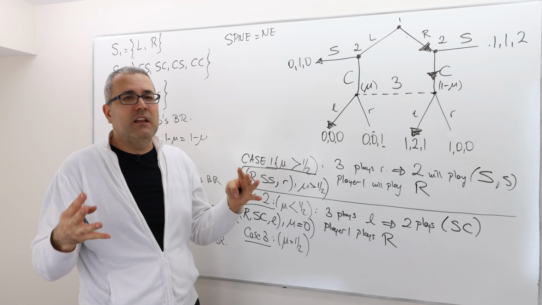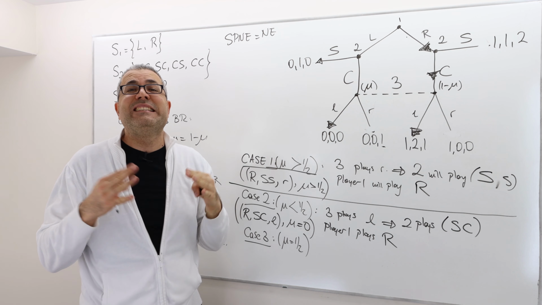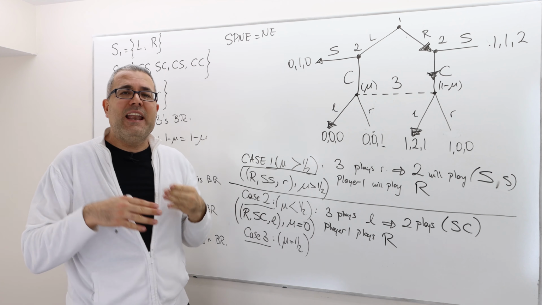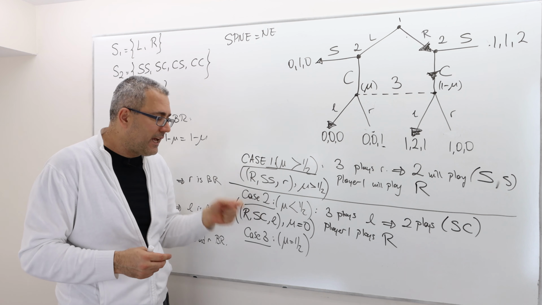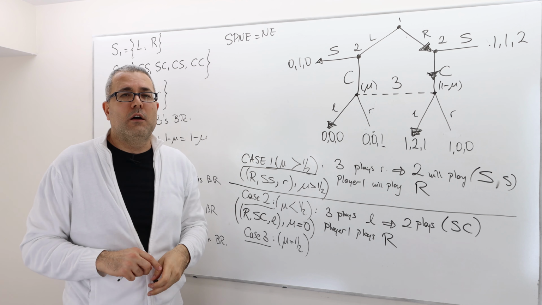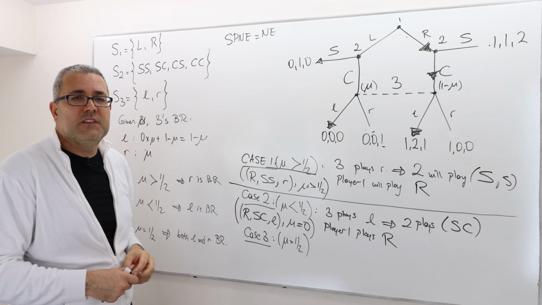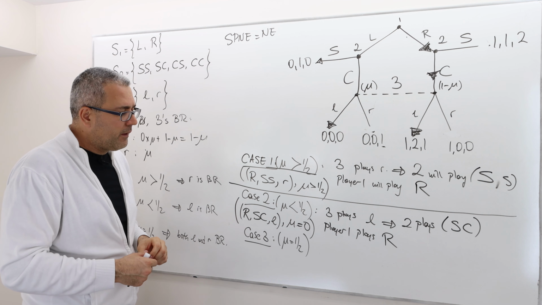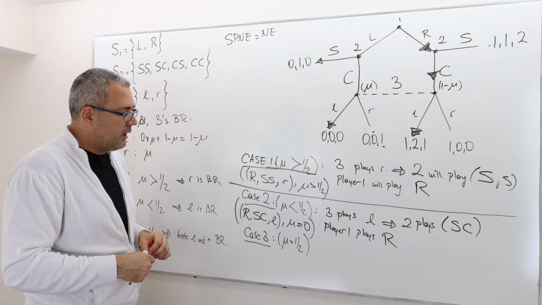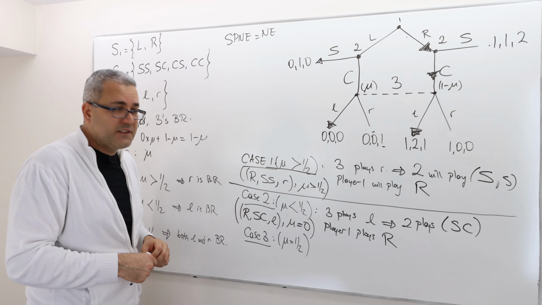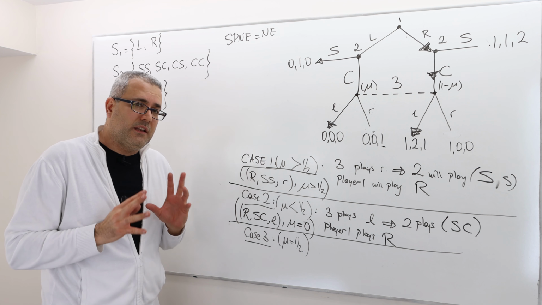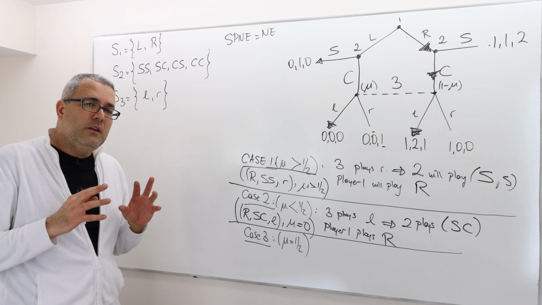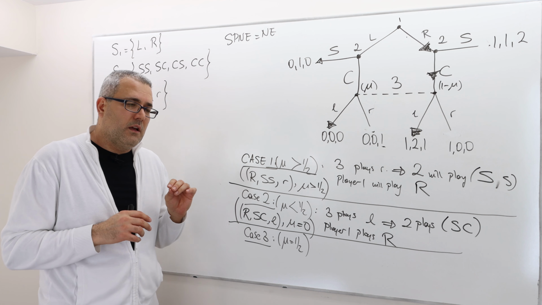Requirement 4 is irrelevant because this information set is not off the equilibrium path, and hence, this strategy profile and the belief structure satisfies all 4 requirements, and hence, this is the perfect Bayesian Nash equilibrium of this game.